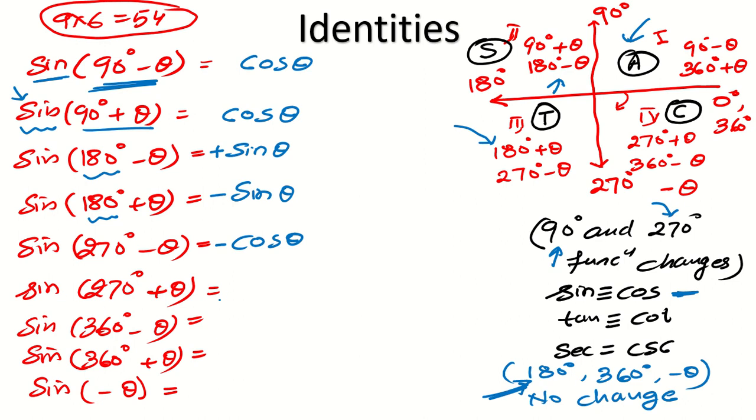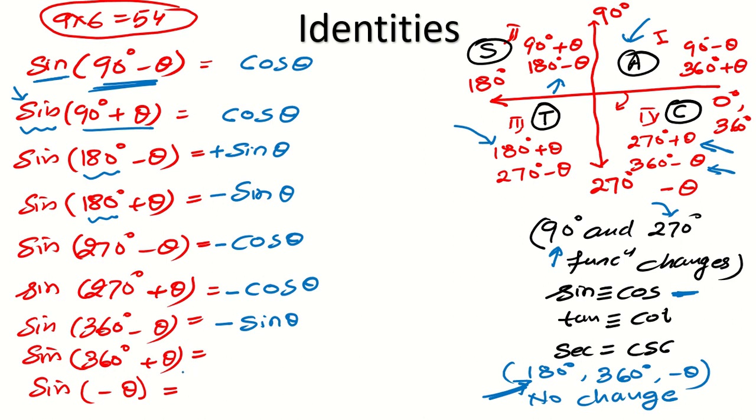And then sine 270 plus theta. 270 again the function changes. So it becomes cos theta. And then for 270 plus, it is in the fourth quadrant, you can see here. So sine will be negative. 360 minus. So for 360 the function doesn't change. So it will be sine theta, and 360 minus means fourth quadrant, you can see here. So it will be minus.